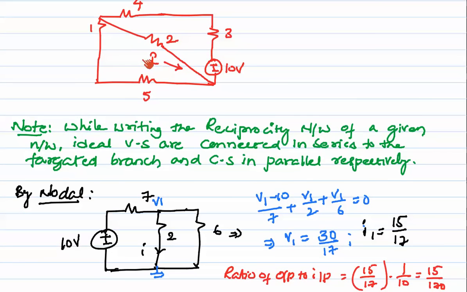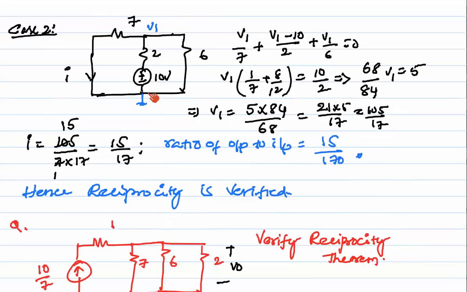Okay, so here, by writing this equation I will write V1 by 7 plus (V1 minus 10) by 2 plus V1 by 6. By using this condition I will get the value of V1. Okay, so here I1 is going to be found at this point. I1 is nothing but 105 divided by 17 by 7 here. So here we got the response.